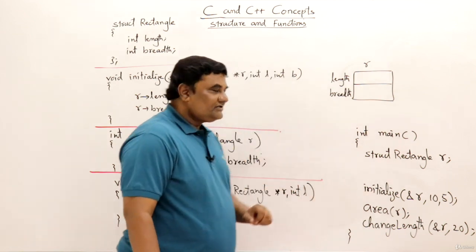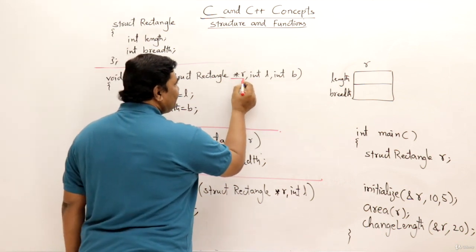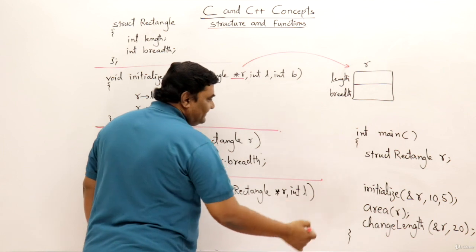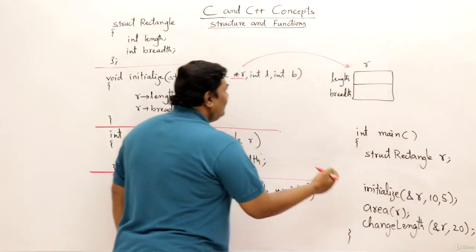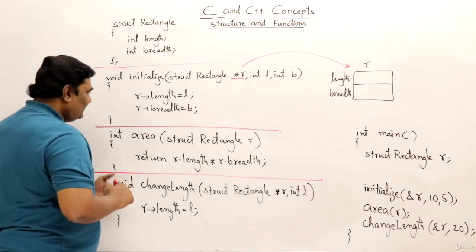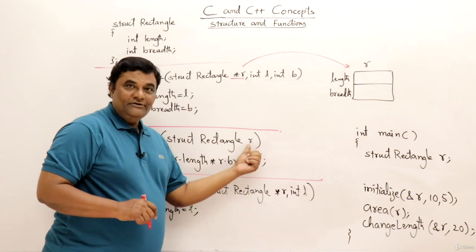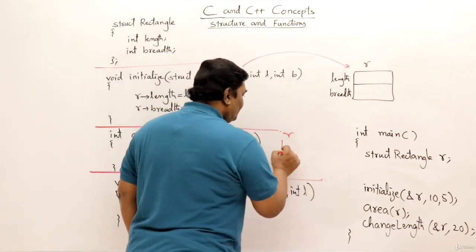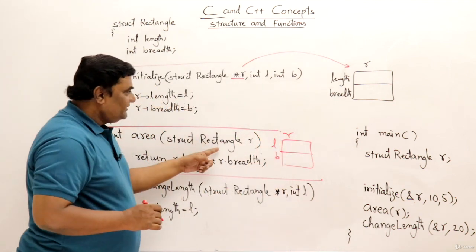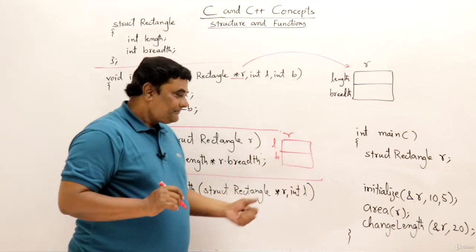So let us look at these functions. See, this is the first function, initialize, which is taking an address variable R. So this R will be a pointer to this rectangle, as we are sending the address here. Now using the pointer, it will fill up length and breadth. Then this is the area function. This is taking call by value, so it will have its own copy of the rectangle containing length and breadth. It will not directly access that one; it will have its own copy. This is called by value.